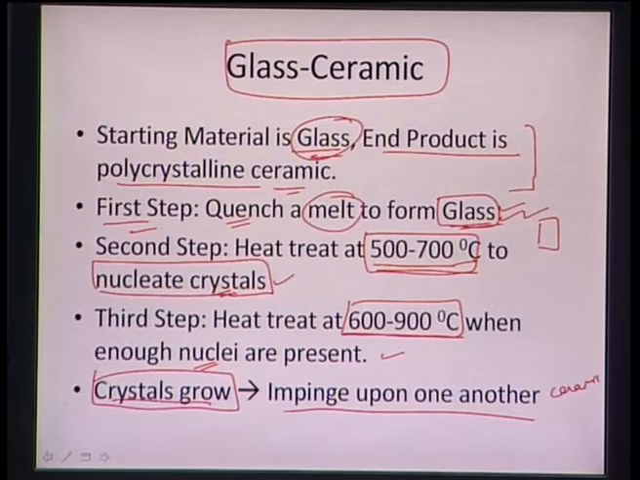So that's what we can see: in our initial condition we had a glass. The glass was formed by melting followed by quenching. Then we let the glass start nucleating certain crystals. So we heat it up to maybe 500 to 700 degrees centigrade, so that nuclei can form, and those nuclei tend to become crystals, and then the crystals become slightly bigger grains. Once we again heat it to a much higher temperature, which can range from 600 to 900 degrees centigrade, and once enough nuclei are present, they will eventually grow to impinge upon one another to form a polycrystalline material, which is again nothing but a ceramic.